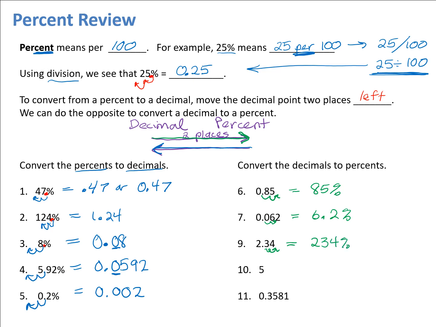5, if you don't see the decimal again, it's at the end. So when I move 2 places, I need zeros as placeholders. So this becomes 500%. Okay, and the last one, 0.3581, moving 2 places, becomes 35.81%.